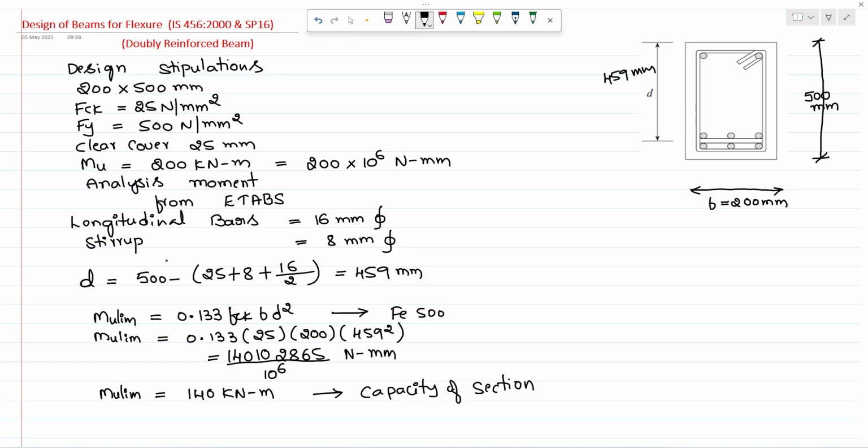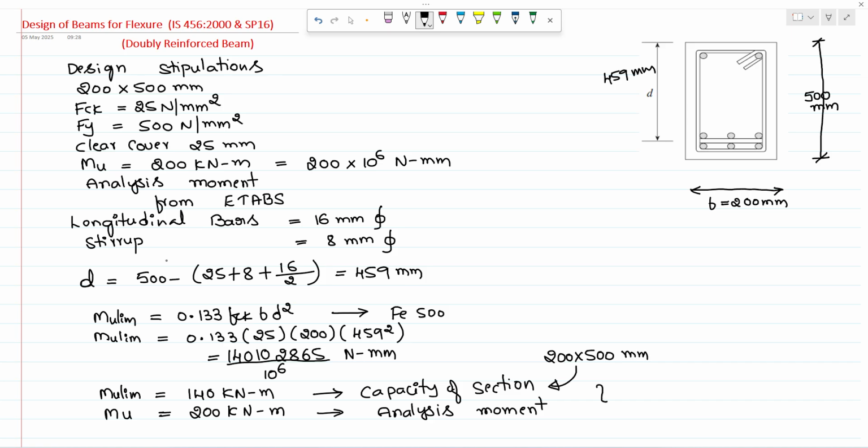So limiting moment or capacity of section, which means your beam size is 200 by 500 millimeter, this beam will have a capacity to resist a moment of 140 kilonewton meter, whereas your analysis moment Mu is 200 kilonewton meter.